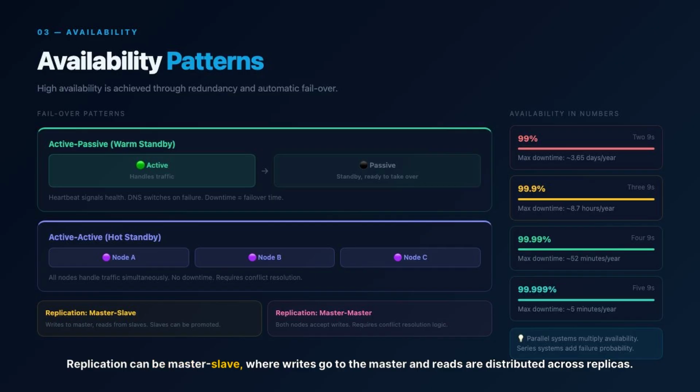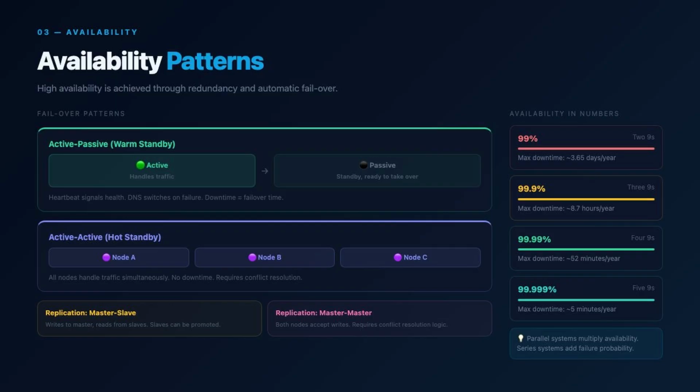Replication can be master-slave, where writes go to the master and reads are distributed across replicas. Or master-master, where both nodes accept writes and require conflict resolution. Availability is measured in nines. 99.9% means 8.5 hours of downtime per year. 99.99% means about 52 minutes. Five nines, 99.999%, is only 5 minutes of downtime per year and requires massive redundancy.